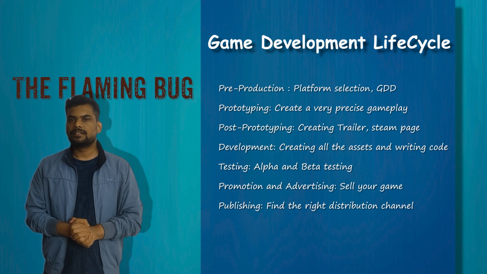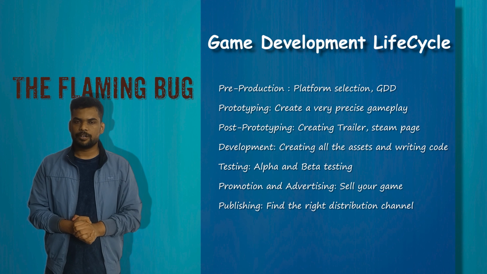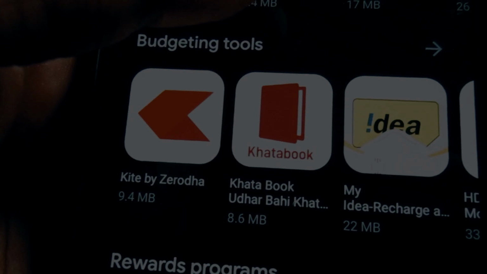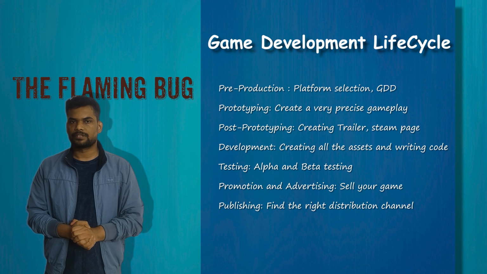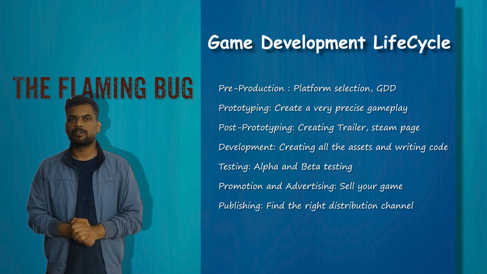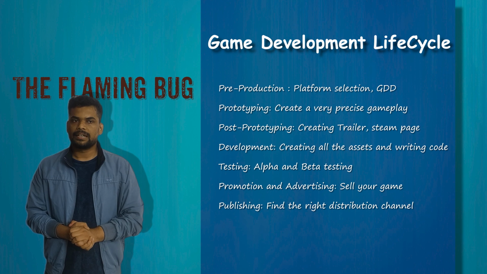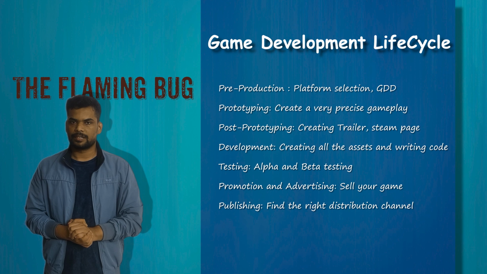So you need some platform where you can distribute your game. According to which platform you have made the game for, if it's for PC, you can use Steam. If it's for Android, you can go on Play Store. So like this, you need a place where you can distribute your video games.